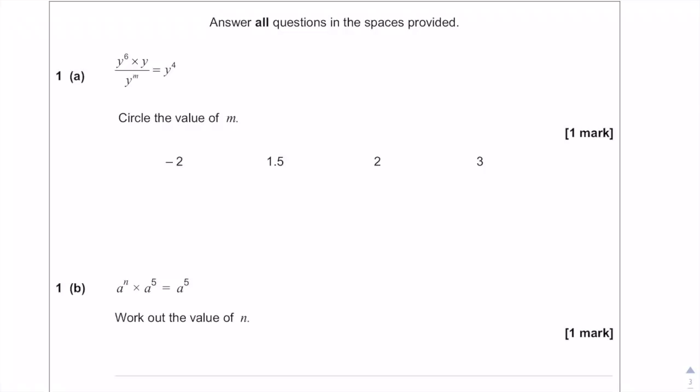Okay, so we can simplify the top part of this fraction by saying that y to the 6 times y is the same as saying y to the power 7, because y is the same as saying y to the power 1, and using our laws of indices, we would do 6 plus 1, which is y to the 7. And then, of course, we're doing all divided by y to the power of m, which equals y to the power 4.